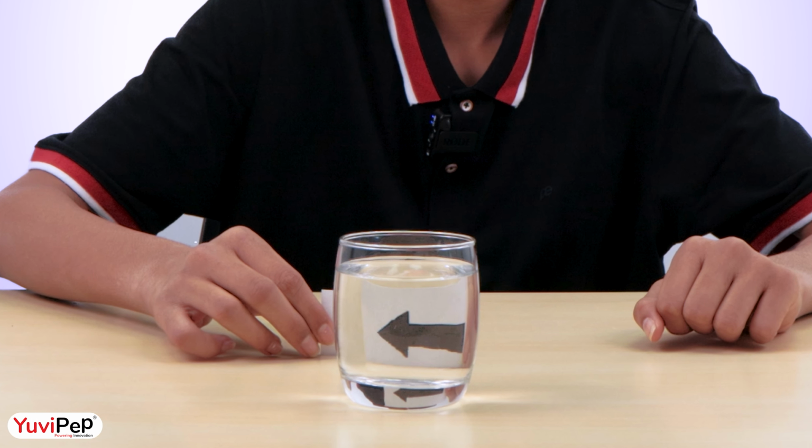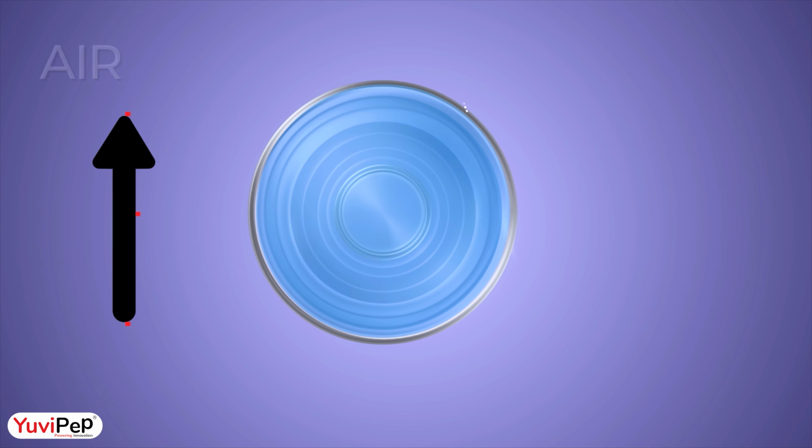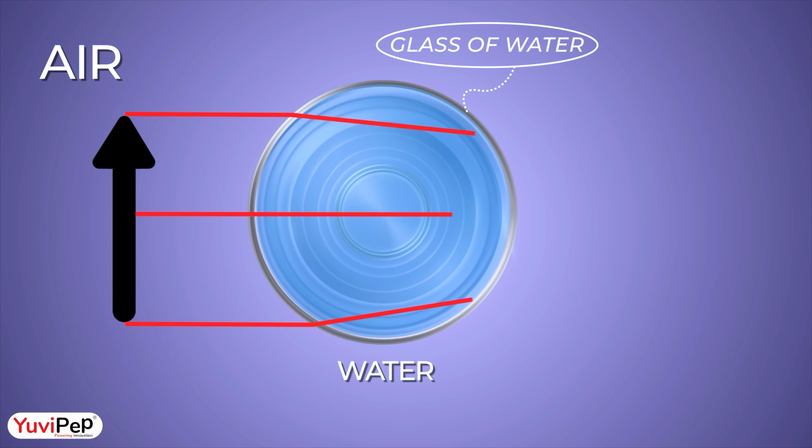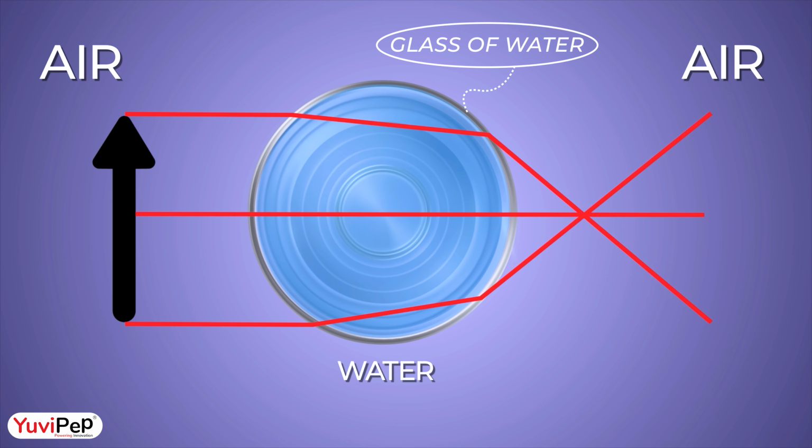Hey, have you ever seen an arrow flip without touching it? Seems strange, right? But actually, it's just a pure and simple science trick. This is because when light travels from one medium to another, say air to water, it bends, causing the image of the arrow to appear inverted.